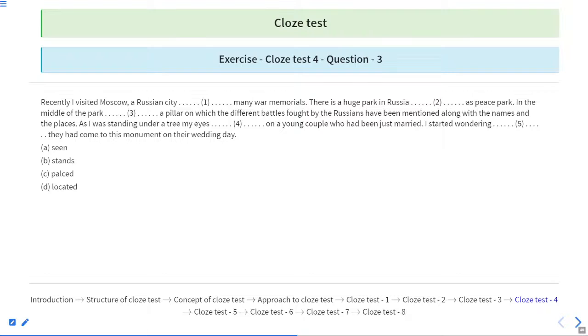Next is: recently I visited Moscow, a Russian city, dash, of many war memorials. There is a huge park in Russia, dash, as Peace Park. In the middle of the park, dash, stands a pillar on which the different battles fought by Russians have been mentioned, along with the names of the places. As I was standing under a tree, dash, on a young couple that has just been married, I started wondering, dash, they had come to this monument on their wedding day. So let us find the correct option.